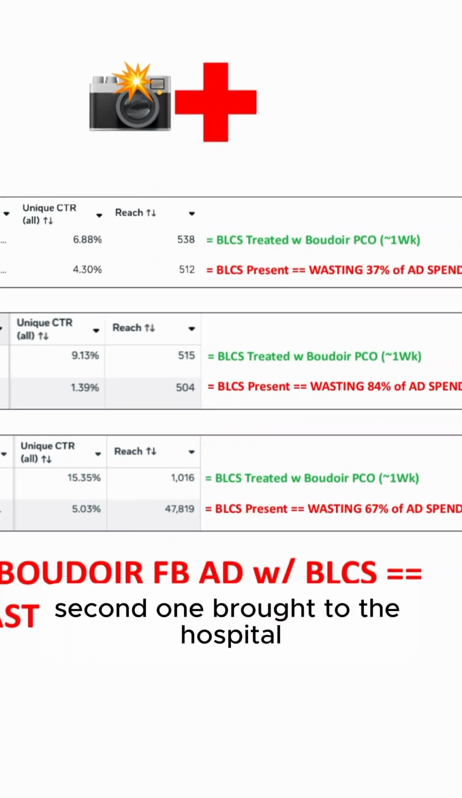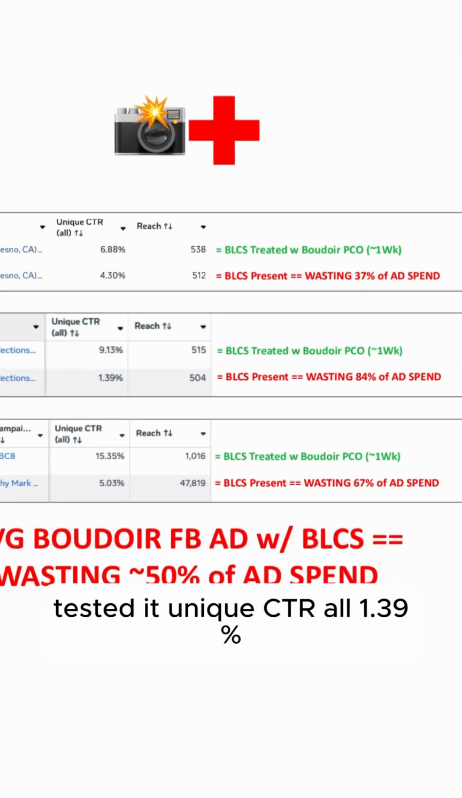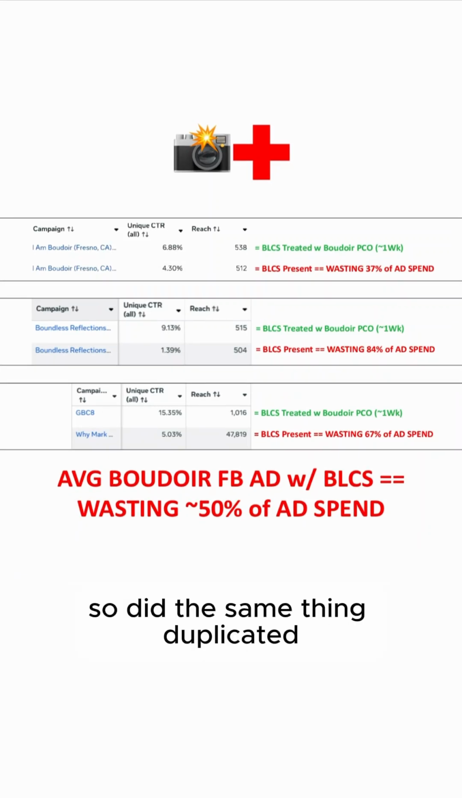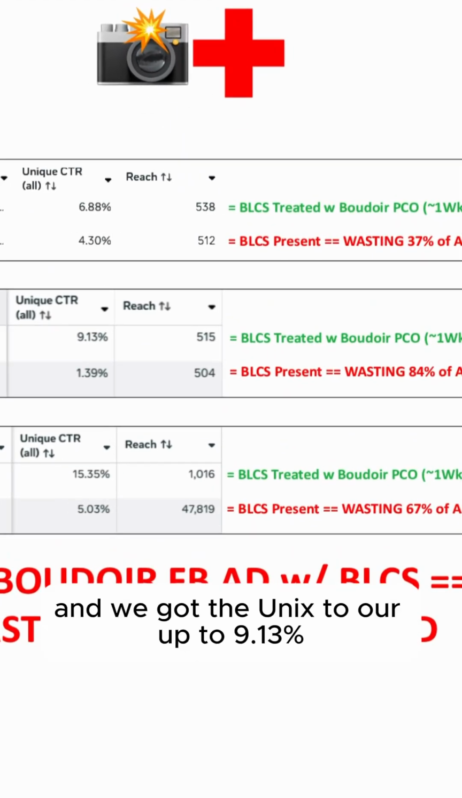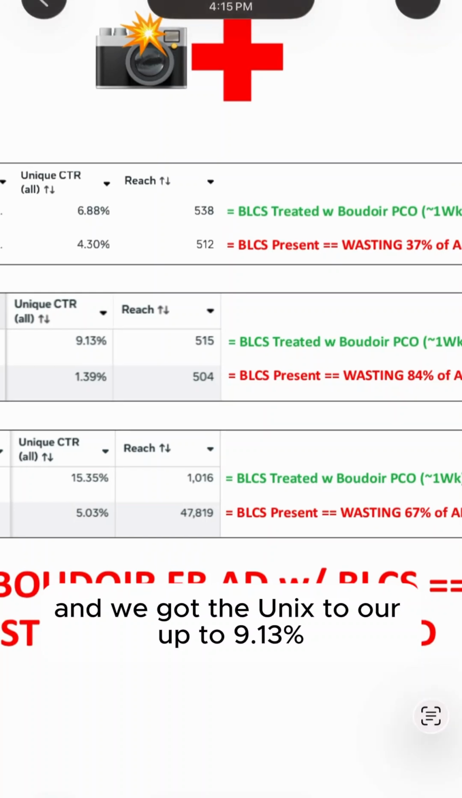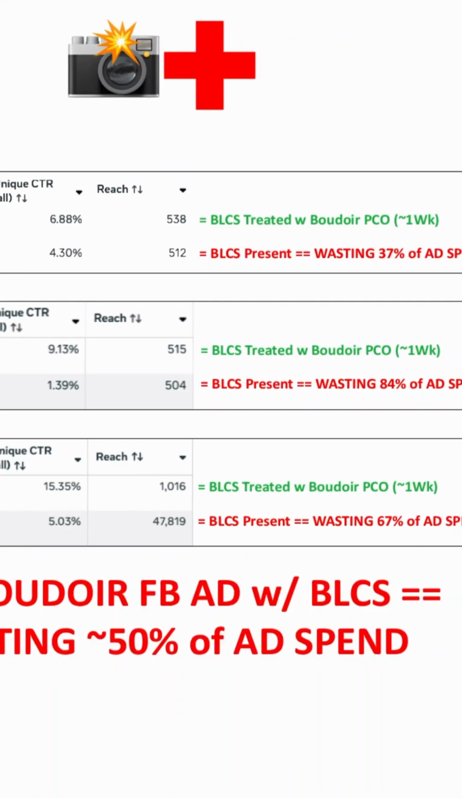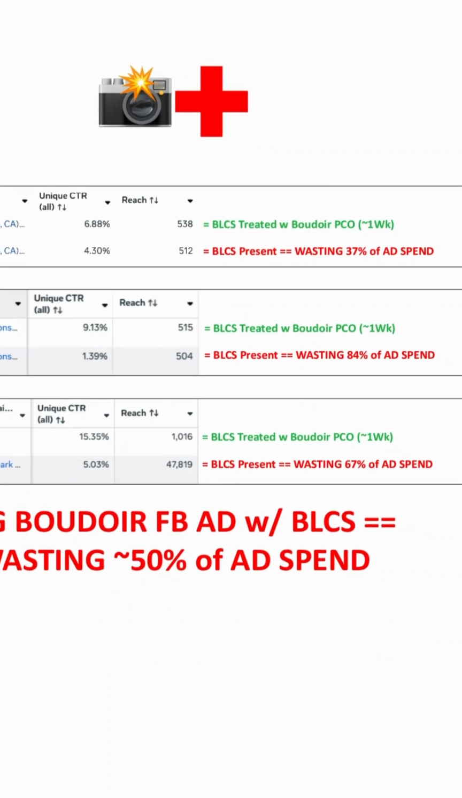Second one, brought it to the hospital, tested it, unique CTR 1.39%. So we know that BLCS is present. So we did the same thing: duplicated, treated it with Boudoir PICO. It takes about a week, and we got the unique CTR up to 9.13%. So we found out the original was wasting 84% of its ad spend.